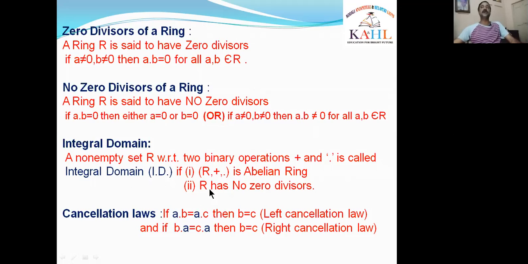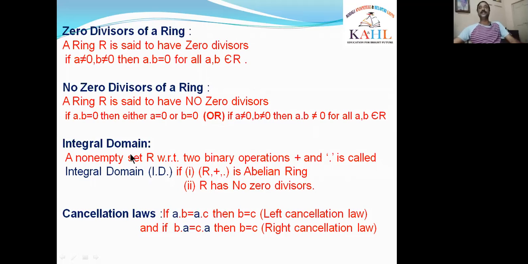The second one is R has no zero divisors. What is the second one? R has no zero divisors. If we observe that previously in the above, a ring R is said to have no zero divisors if AB equal to 0, then either A equal to 0 or B equal to 0. Or if A not equal to 0, B not equal to 0, then AB not equal to 0 for all A, B belongs to R. This is the definition for no zero divisors.